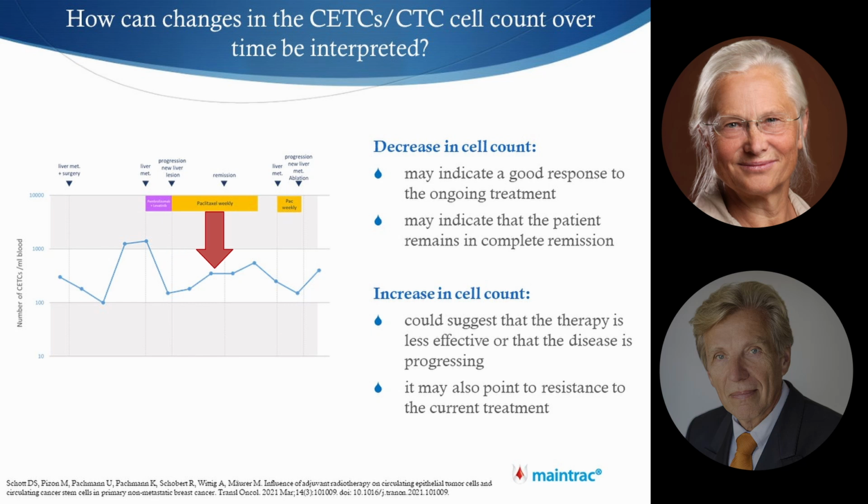Then under paclitaxel, there was a slight increase, but repeatedly the metastasis was still in remission. But then a new liver metastasis was detected, and upon paclitaxel weekly again, cell numbers decreased, but this obviously did not reach the metastasis. And that's something which we frequently see, that the cell numbers in blood are the first to respond. If, like here, an increase in cell count occurs, this suggests that the therapy is not effective or that the disease is progressing, and it may also point to resistance to the current treatment, as it is during the paclitaxel weekly, the initial one.